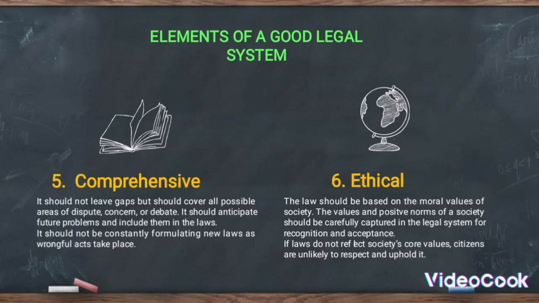Lastly, a good legal system should be ethical, which means the law should be based on the moral values of a society. It should uphold those values, the positive norms of a society, and those should be reflected in the law. If laws do not reflect society's core values, then citizens are unlikely to respect and uphold it. This is basically what the Zambian legal system entails.